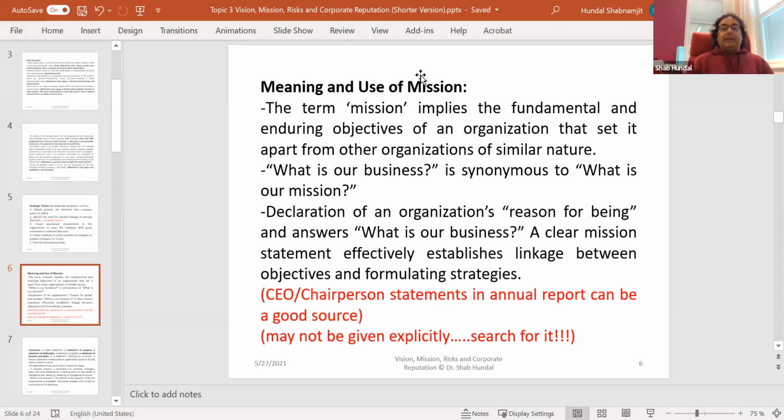Now the mission. Mission is what we do, basically. Vision is what we want. It's futuristic, so it's like a future tense we use. But here it is the present tense: what we are, what we are doing. Why do we exist? What is the reason for our being? What is our business? So this is more like a reality check. Vision, as I said, is a bit emotive. It's more like your aspirations, your dreams, and that's why it may be abstract, but here it's very categorical.